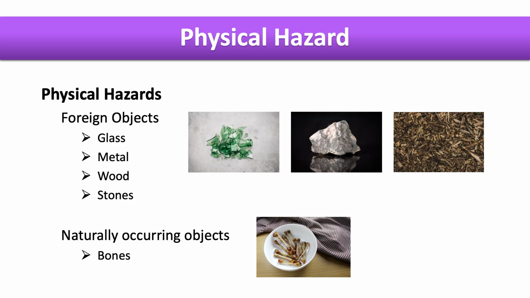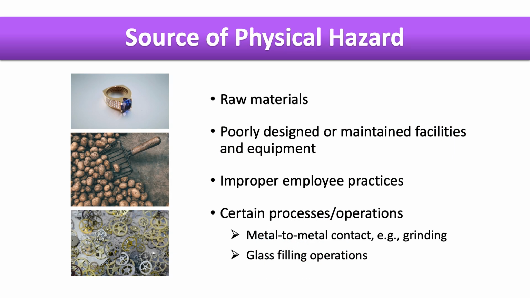Physical hazards are usually physical objects found in food that may cause injury to consumers. These injuries may include choking and damage to the mouth, tongue, and teeth. Physical hazards, when present in food, can either be foreign materials unintentionally introduced to food products during food processing, or naturally occurring objects. Where do these physical hazards come from?